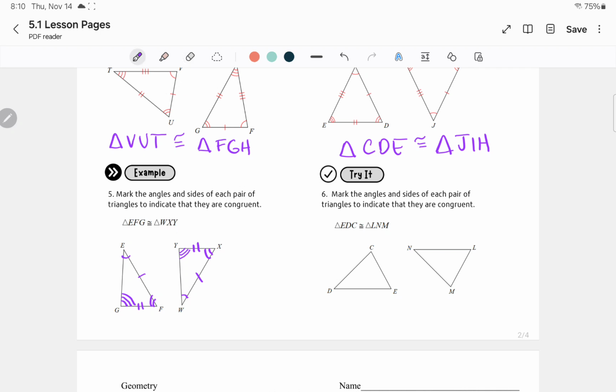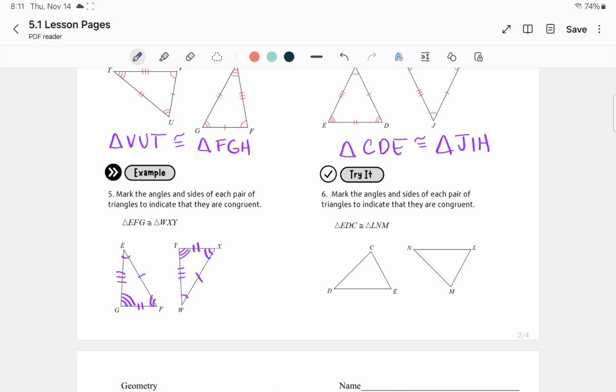Now there's one more side. We have E, G, so the first and third. So E and G are going to have 3 tick marks along with W and Y. They're going to have 3 right here. And now we've marked it up. So just make sure the swoops match up, the tick marks match up, and you do that by the order of the letters. So go ahead and pause the video, try number 6, and let's see how we do.